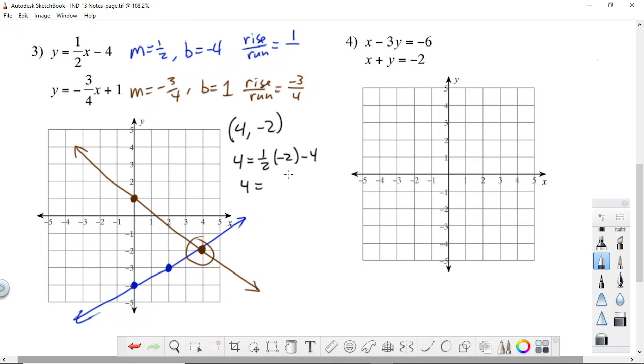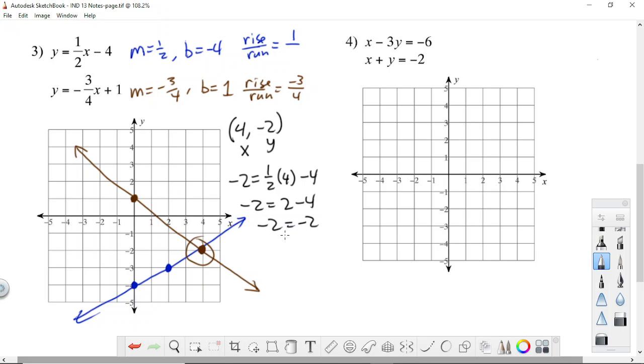oh, I did this backwards. Didn't look like it was going to work, and of course it's not going to work. I'm going to put it in backwards. Okay. -2 goes in for y. Let's put that down there so I won't mess it up. Y is -2, x is 4. So we put -2 equals 1/2 times 4 minus 4. Okay. -2 equals 1/2 of 4 is 2 minus 4. Yeah, -2 equals -2. That's true.